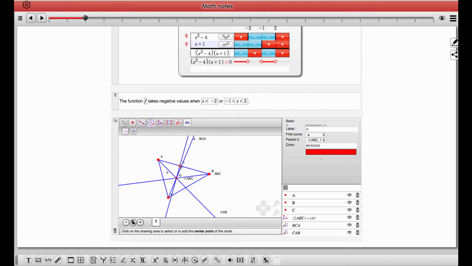Finally, we draw a circle. The center is the point of intersection between the bisectors. The point of the intersection between the normal and the side of the triangle is a point on the circle, which gives us the radius.